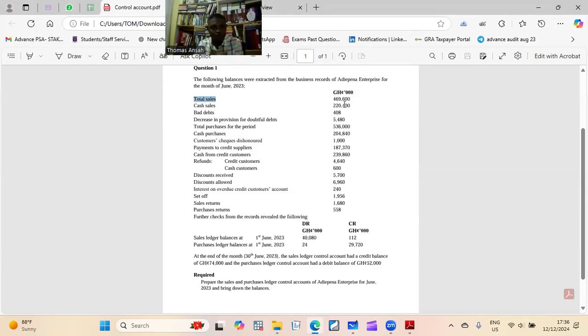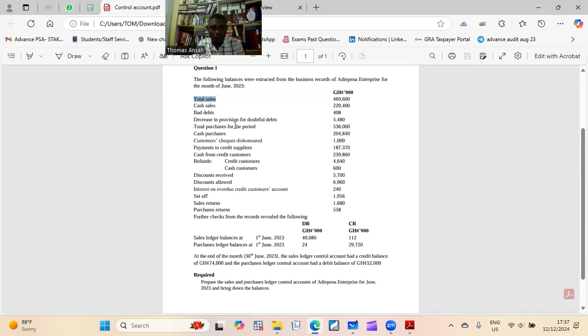Don't be in a rush to put it into the total sales, because total sales is the combination of cash sales and what? Credit sales. In ledger control accounts, what do we need? Credit sales. So if you have a total and you have the cash, the subtraction will give you the credit sales. Bad debt, where will it go? The credit side of what? The sales ledger. So put it there. Decrease in provisions, we are not interested in provisions.